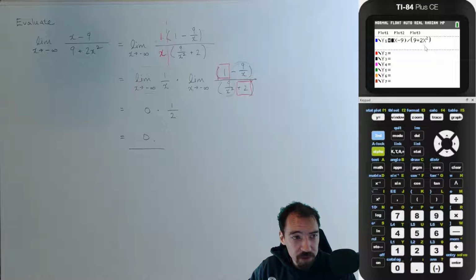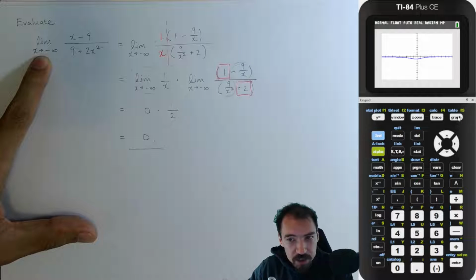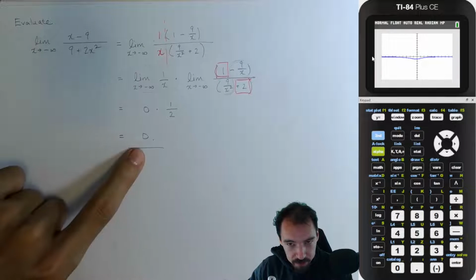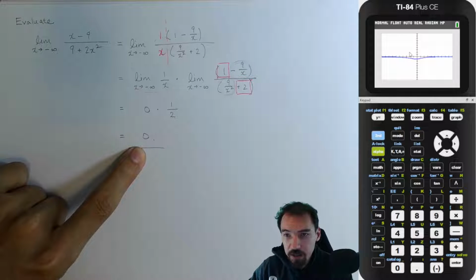And just to confirm our intuition, if I do y equals, and here's my function, x minus 9 over 9 plus 2x squared, I'm going to go ahead and graph this. And we're looking as x approaches negative infinity, so we're going to the far left. X is going to be a super negative number. The y value should approach 0, which it looks like it's doing. That is the horizontal asymptote, y equals 0.